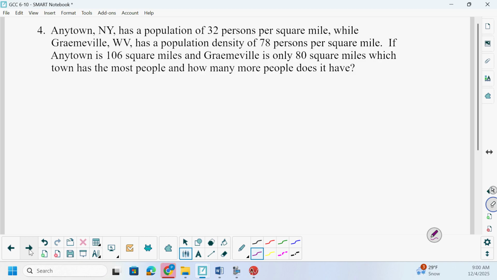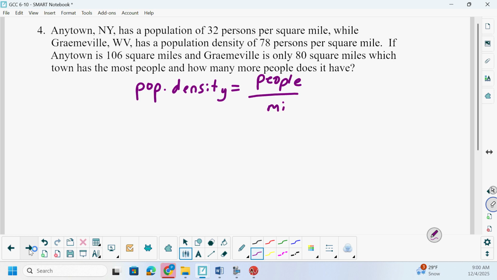So first off, in general, population density we find by doing the people divided by the square miles, the miles squared. We know the population density for each location, and we know the square miles for each location. So we can use that to find the people.